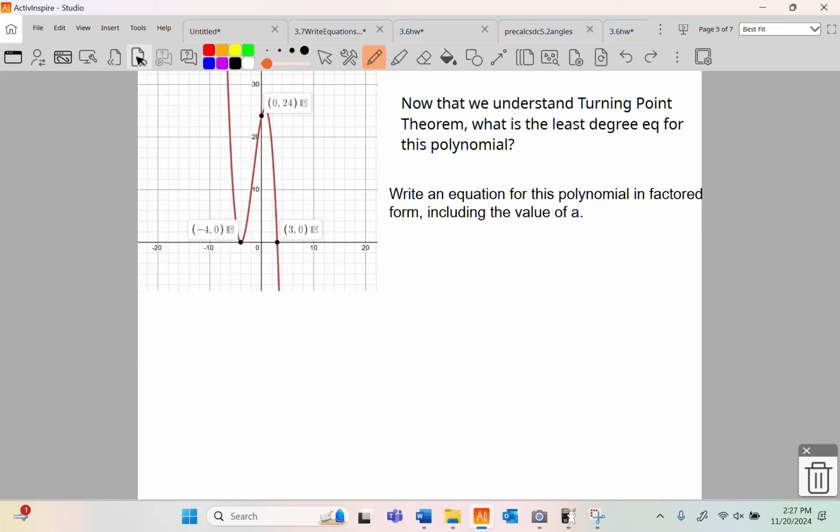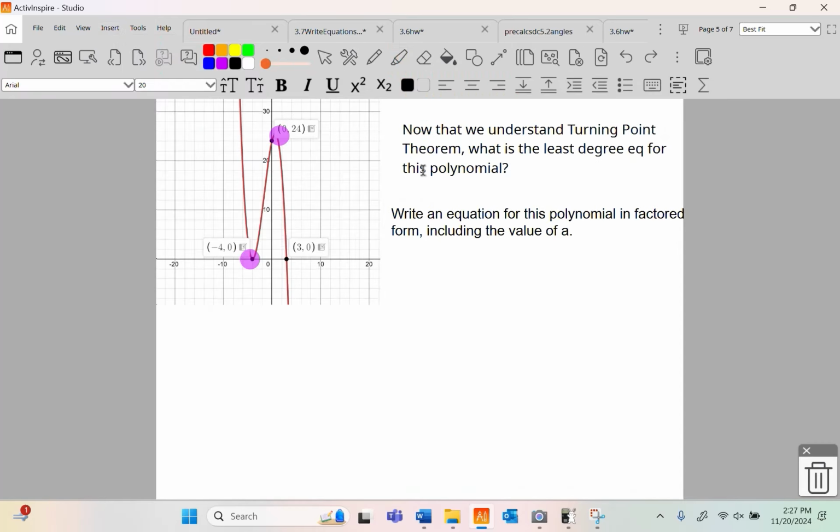And I've got a question on your test. It's got 5 sections, each section worth 3 points. And one of the questions is obviously this: based on the graph, what is the least degree for this polynomial? So how many turning points does it have? So it has 2 TPs. And what do you add to that to get the least degree? You add 1. That's going to be an x cubed.